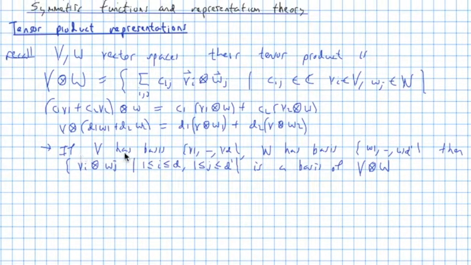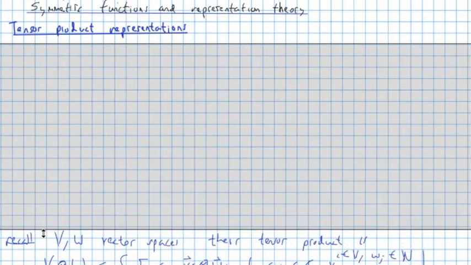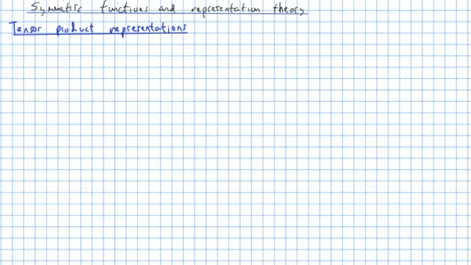Okay, and if V has a basis of D vectors, V1 up to VD, and W has a basis of D prime vectors, W1 up to WD prime, then the basis of the tensor product V tensor W is all the basis elements Vi tensor Wj. So it has dimension D times D prime. So after recalling that, let's talk about tensor product representations.